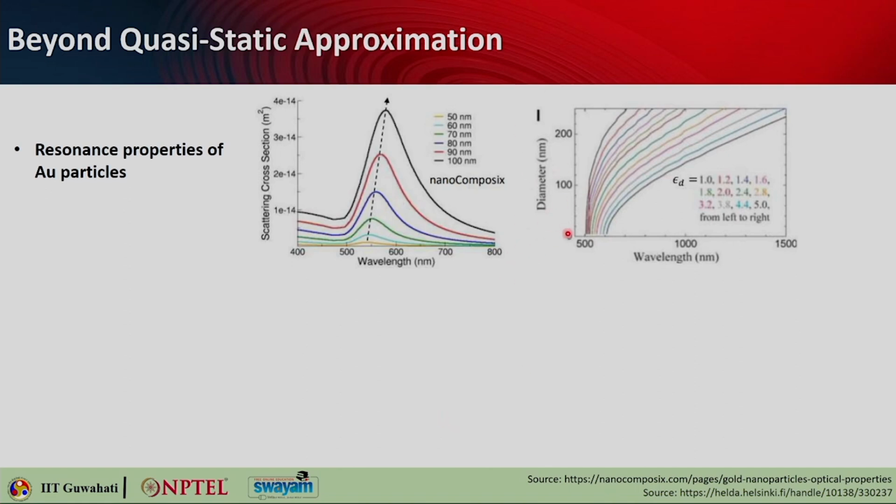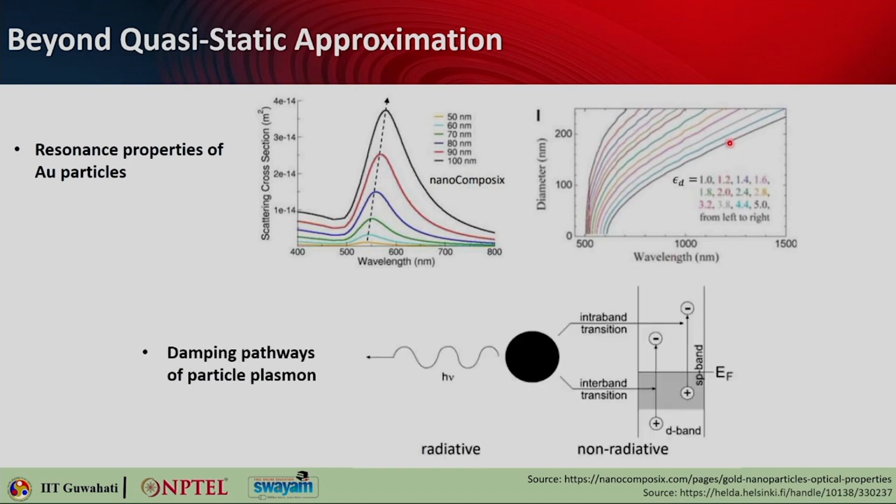Here is a figure that shows you that with the size of the particle and change in the permittivity, how the resonance wavelength is going to change. And here are the damping pathways for particle plasmon. There are two types of decay. One is the radiative decay. The name itself tells you that there is a radiation through which the decay takes place, so you will get a photon out of it. The other damping may be because of non-radiative factors, that is, it is getting absorbed.